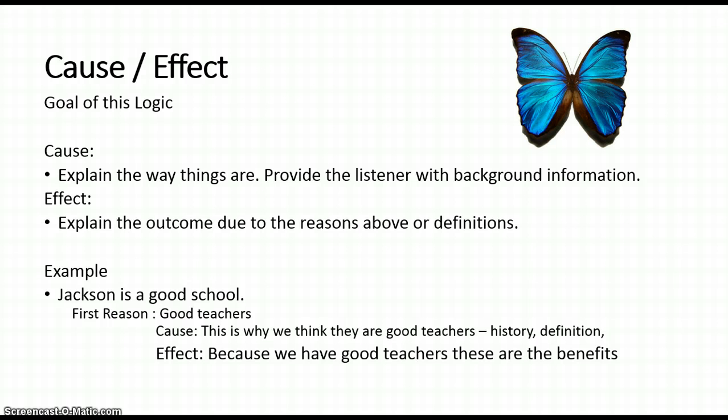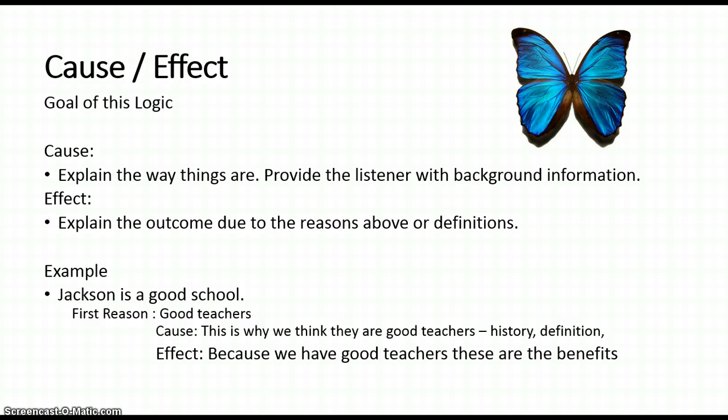The next way you can order your internal logic is through something called cause and effect. And it has 2 parts. In the cause, you explain the way things are. It's almost about teaching. You provide the listener with background information about a certain topic, and then you explain the effect, explain the outcome due to the reasons above, or definitions.